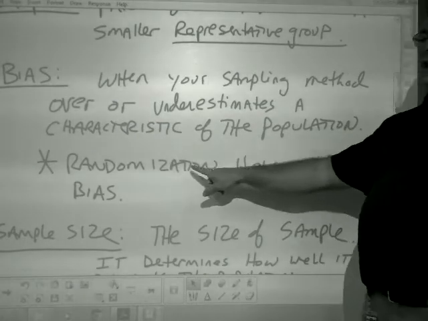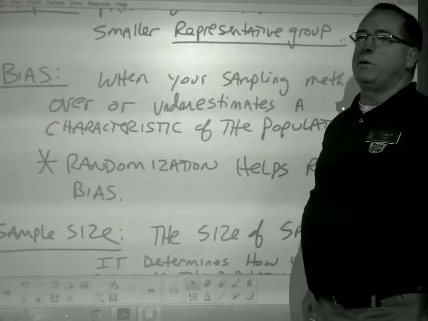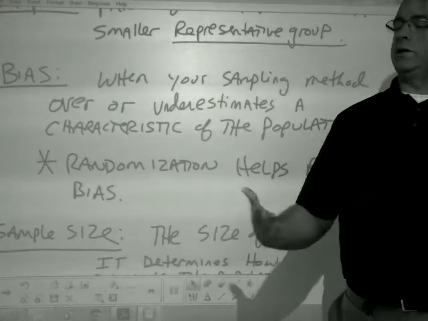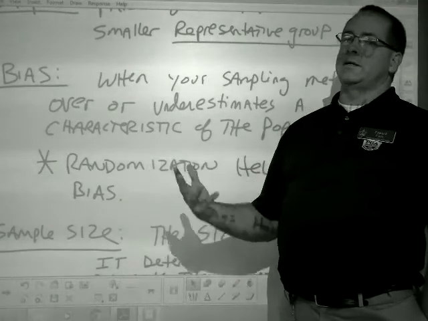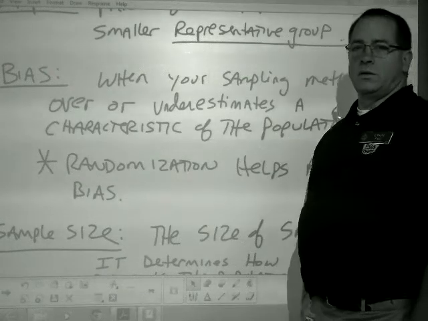Randomization, we learned last class, helps reduce the bias. So that way we're not going out walking the halls and hand selecting the sample.